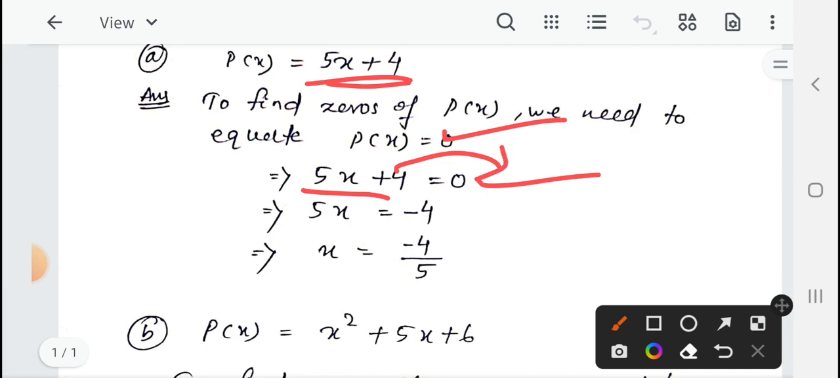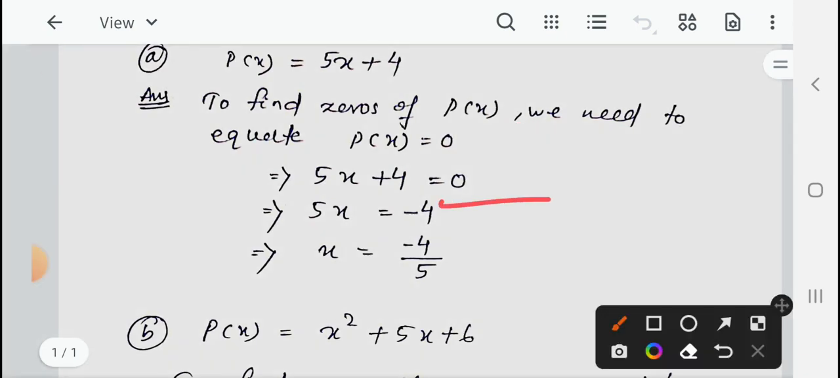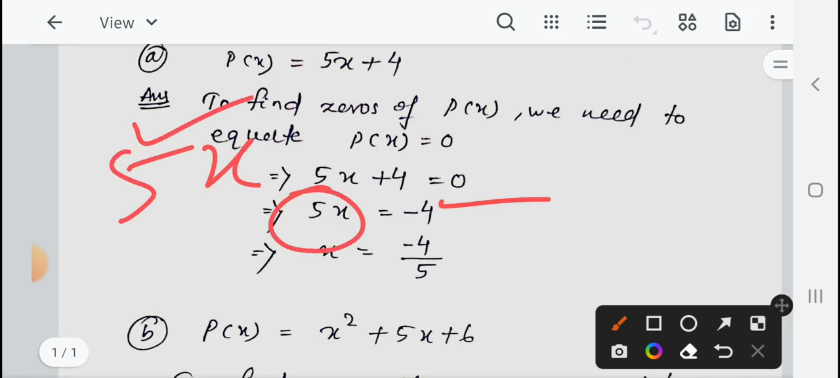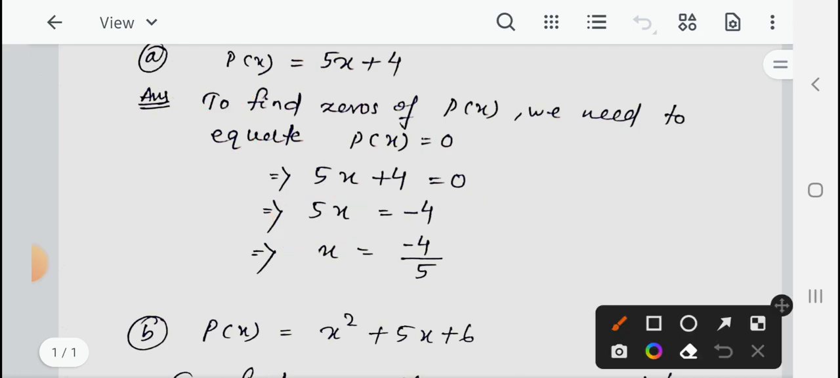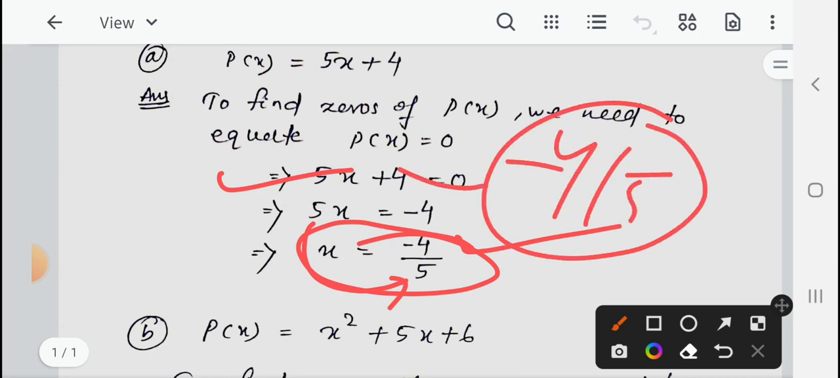So let's transpose the constant number first, that is plus 4, to the right side, which becomes minus 4. Then for 5x, you know that 5 is the coefficient multiplied with x. That's why when we transpose 5 to the right side, it will be divided. So x equals minus 4 by 5. This is the solution for this equation. But for the polynomial, you will say minus 4 by 5 is the zero of the polynomial 5x plus 4.